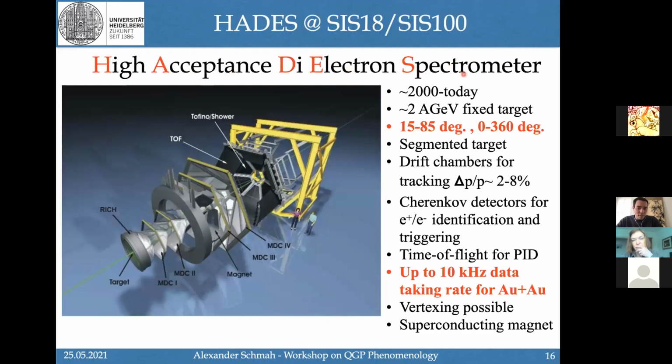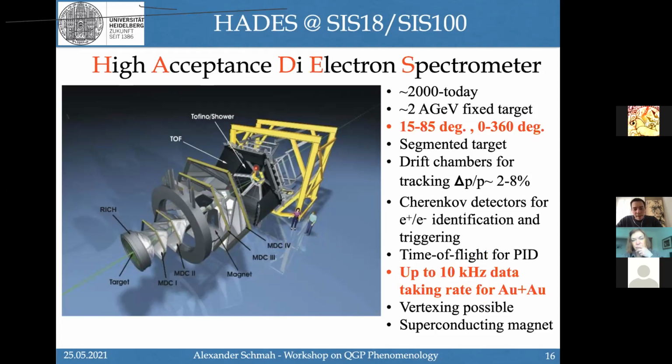The next evolution in this kind of physics is then the High Acceptance Dielectron Spectrometer. You see the names are very similar, but the improvement is high acceptance. The acceptance is in polar angle much larger, 15 to 85 degrees. So the target is somewhere in here. This is an exploded view, actually. And full azimuthal coverage. This was not the case for the DLS experiment. Another big advantage is the high data taking rate of nowadays, up to 10 kilohertz for gold at the peak.